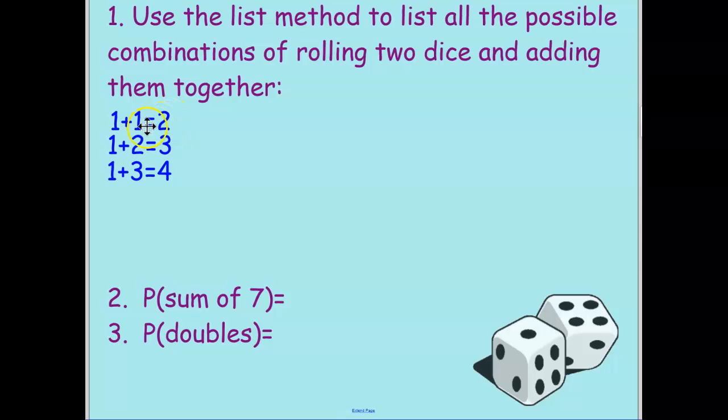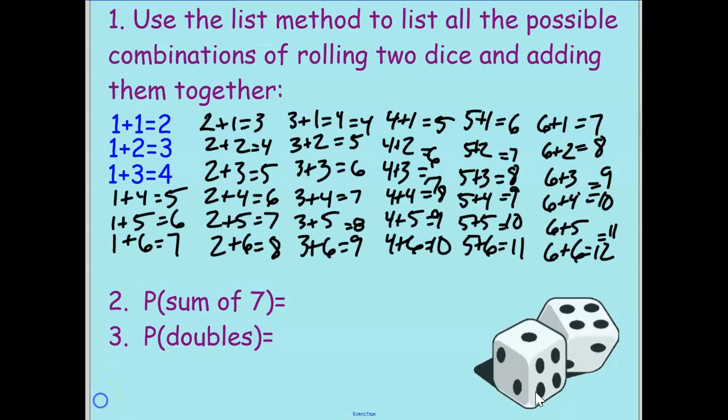So you get a 1 and a 1 and get a 2, a 1 and a 2 and get a 3, a 1 and a 3 and get a 4. Stay organized, just do your list, and then you can check mine before we try these. Okay, so hit pause, make a list.